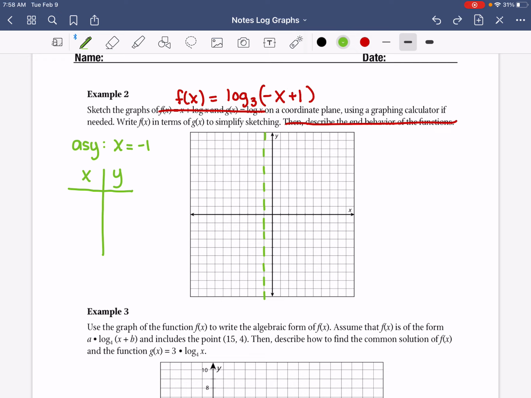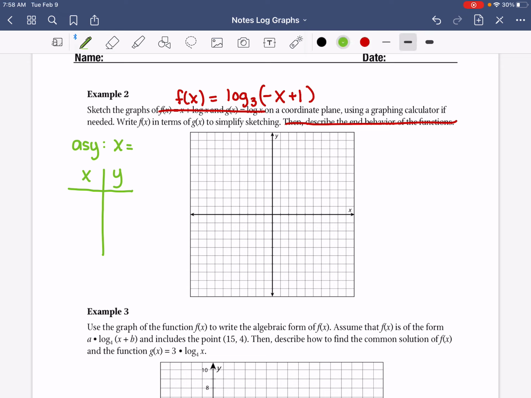So I'm going to pick negative 2, negative 8. Trying to think of numbers that are going to work for me. Oh, you know what? I think I made a mistake on my asymptote.